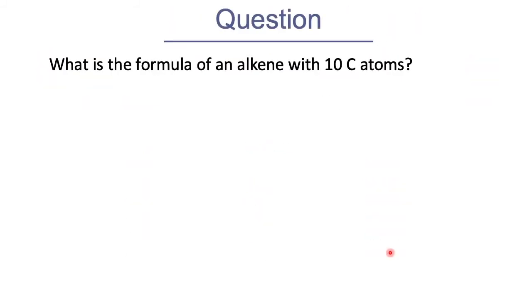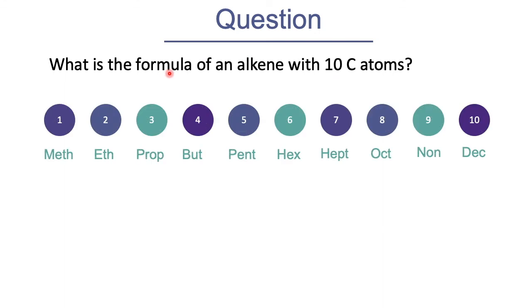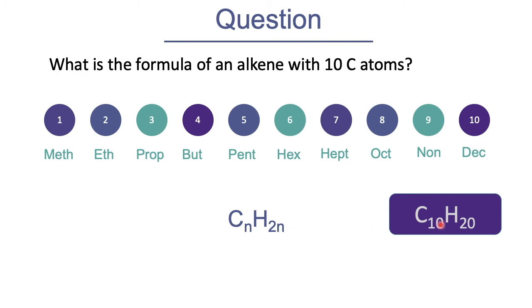Now let's answer a quick question. What's the formula of an alkene with 10 carbon atoms? So we know that it's an alkene and it has 10 carbon atoms. So the name definitely should have been decene. So what's the formula? We already know that the formula is denoted by CnH2n. And since you have 10 carbon atoms, you substitute n equal to 10, C10H, 2 into 10, 20. So C10H20 is the formula for decene.